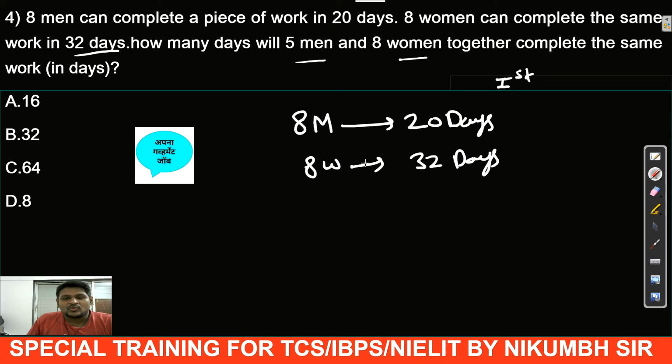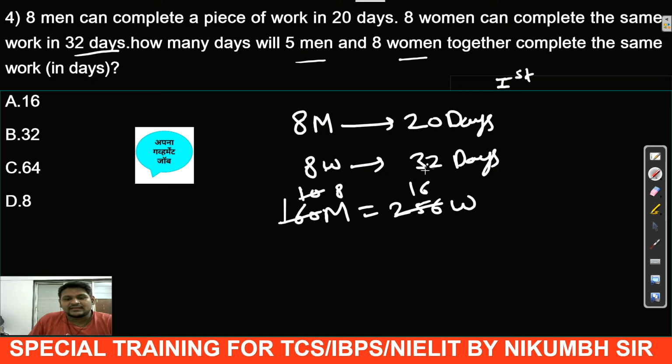Now what to do here? Find the total work. So what is the total work here? This is 160 M, total work, because total work is the same, and here 8 into 32 is 256 W. From this I will now get the efficiency. With 16 I can divide, so this is 10 and this is 16, again with 2, so this is 5 M and this is 8 W.